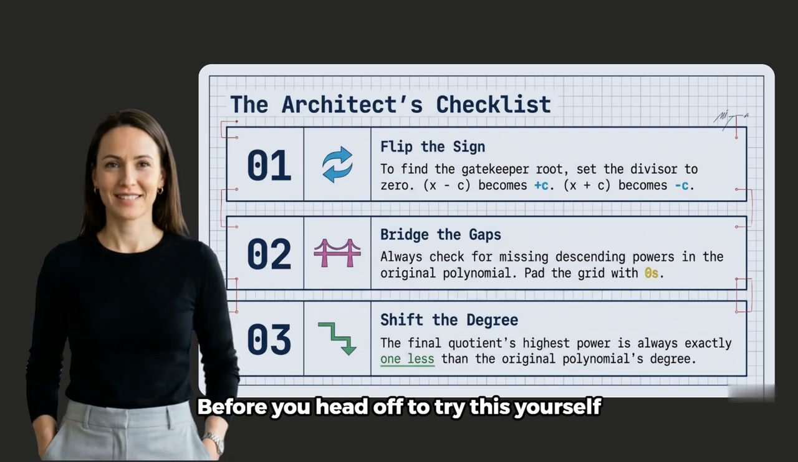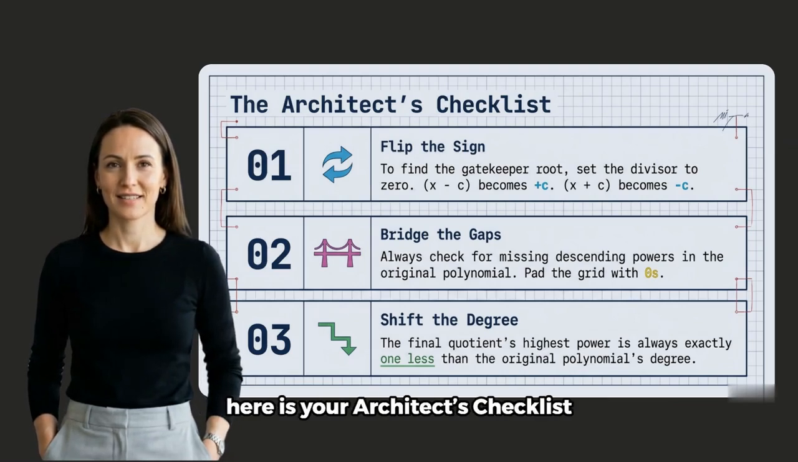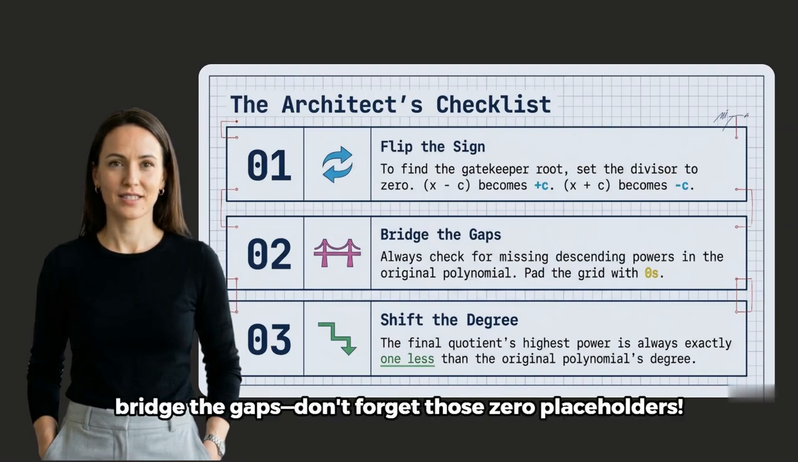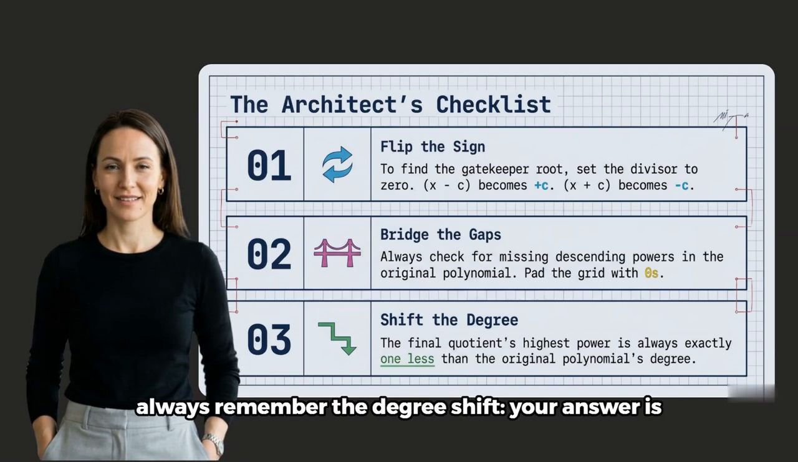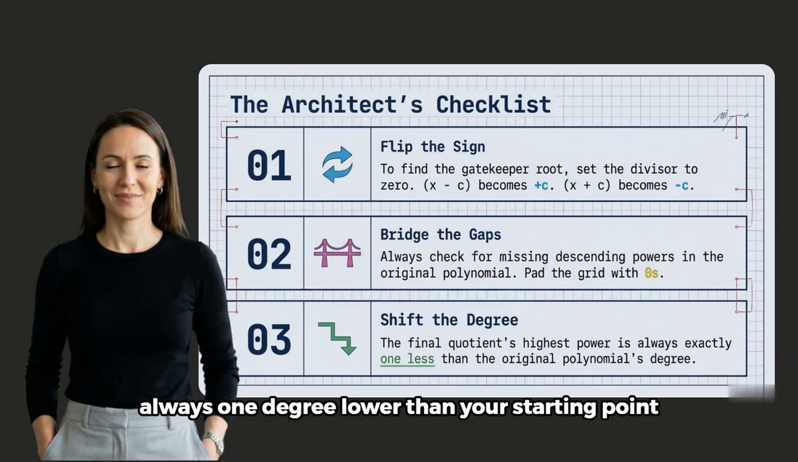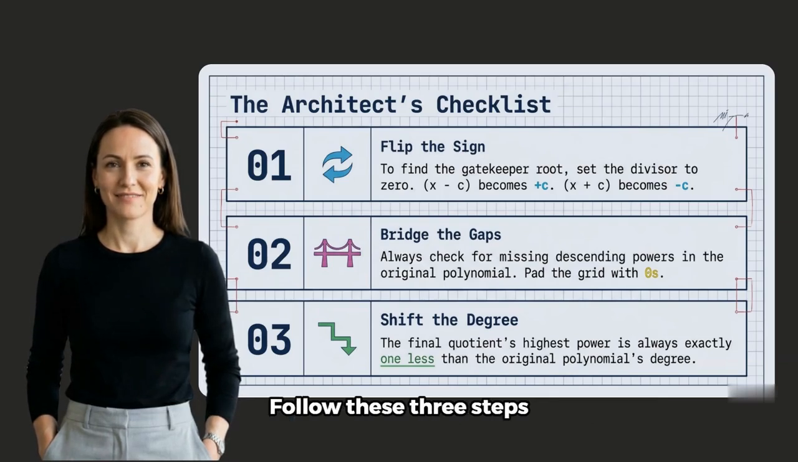Before you head off to try this yourself, here is your architect's checklist. First, always flip the sign of your divisor to find your root. Second, bridge the gaps. Don't forget those zero placeholders. And third, always remember the degree shift. Your answer is always 1 degree lower than your starting point. Follow these 3 steps and you won't go wrong.